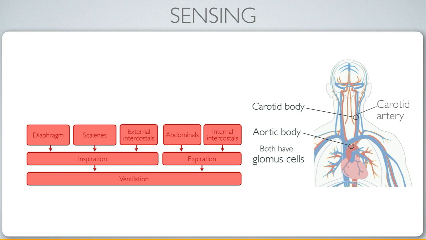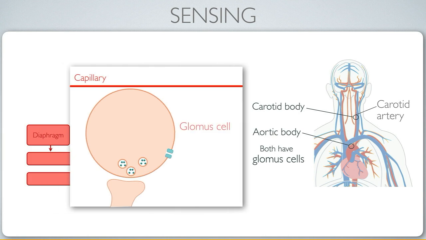So in the carotid artery, we have something called the carotid body, and then around the aorta, we have the aortic body. In both cases, glomus cells are included in those bodies, and that provides the means for measuring dissolved gases in the blood. And so what we have here is for a capillary, but this could be a larger blood vessel.